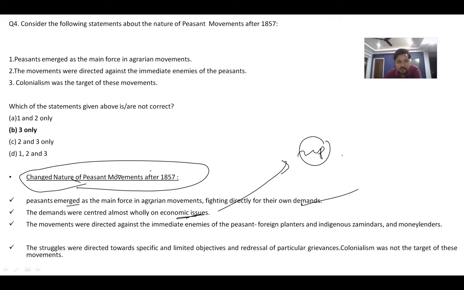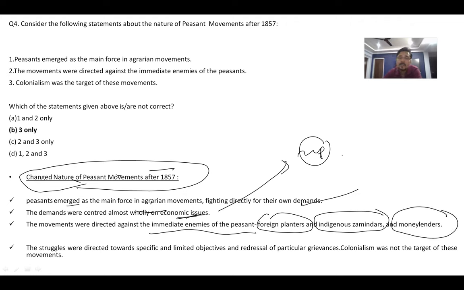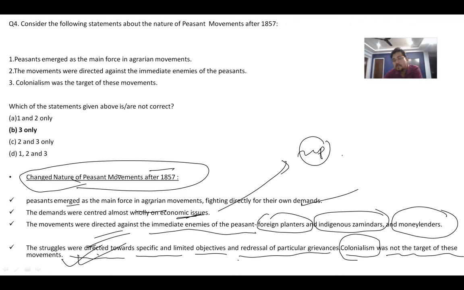The movements were directed against immediate enemies of the peasants, that is, foreign planters or indigenous zamindars who extorted from them, and moneylenders who lent money and extorted more. Okay, the struggles were directed towards specific and limited objectives and redressal of particular grievances. Colonialism was not the target of these movements.